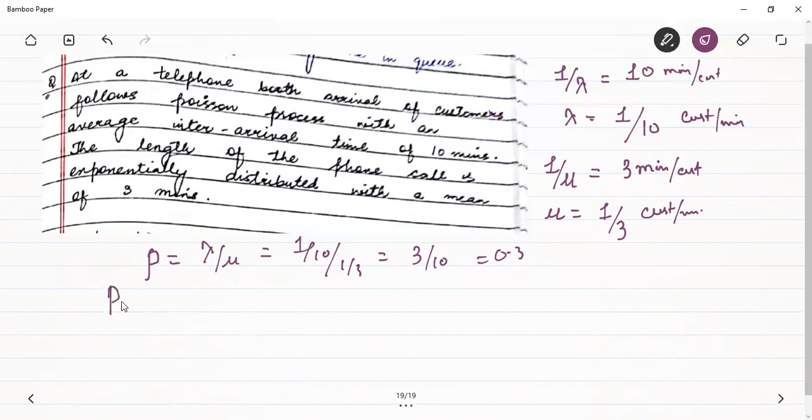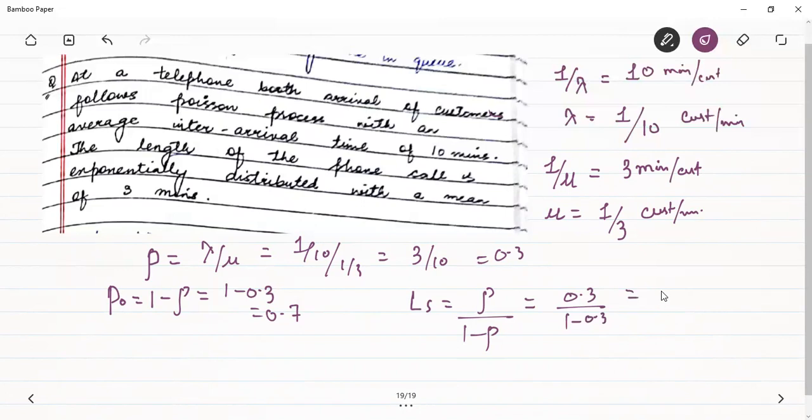The probability that there is no customer in the system, or the probability that the server is idle, is given by 1 minus rho, that is 1 minus 0.3, which is equal to 0.7. Okay, अगर यहाँ पे पूछता है length of the system निकालो, then it will be equal to rho divided by 1 minus rho, that is 0.3 divided by 1 minus 0.3, that is 0.3 divided by 0.7, that is equal to 3 by 7.